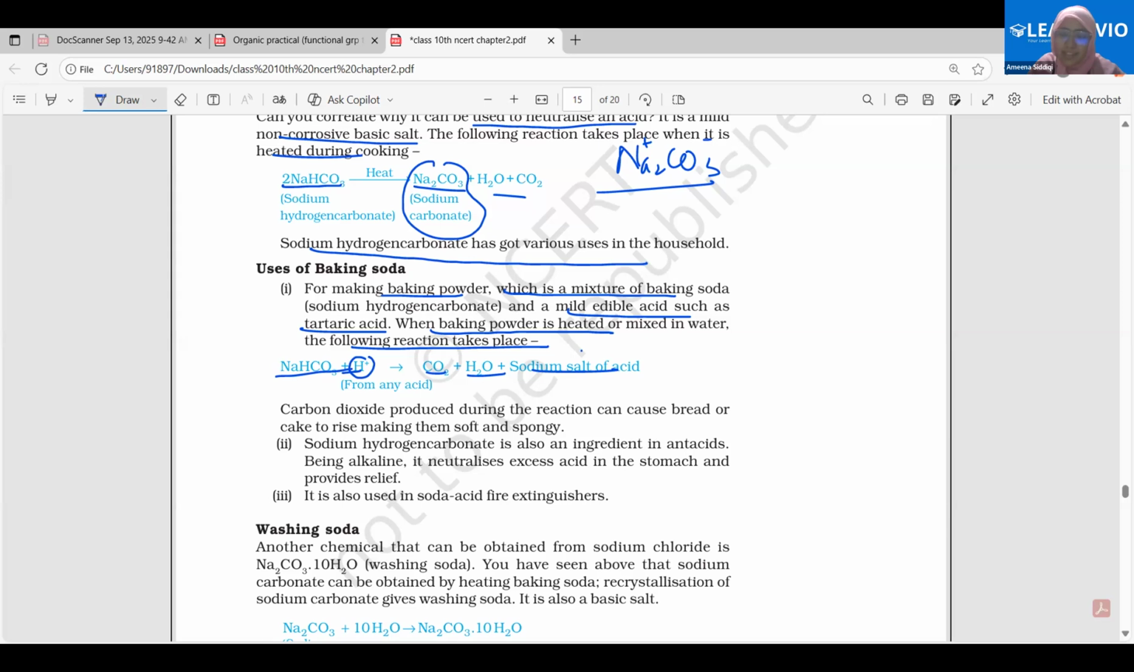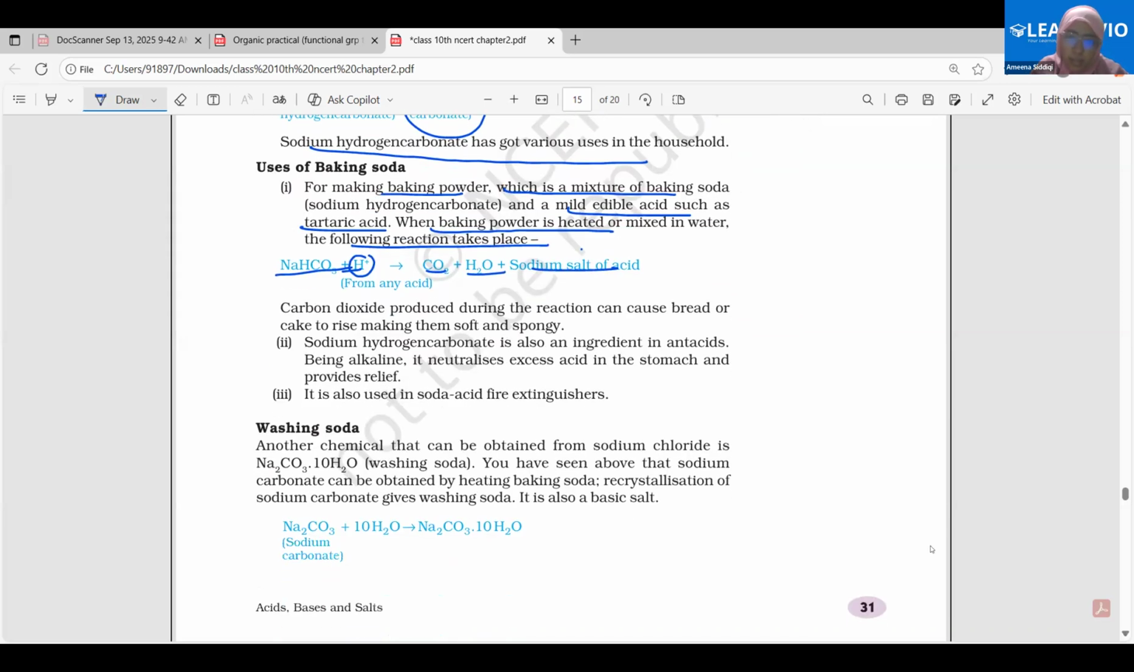Yes. This is a simple reaction of a metal bicarbonate or metal carbonate reacting with any acid to give you the salt, the water, and the carbon dioxide gas. Moving on to the next point. Carbon dioxide produced during the reaction can cause the bread or the cake to rise, and this is the same reason why we use baking powder, okay?